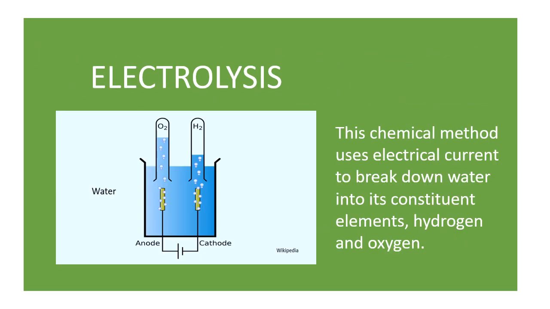An example of chemical method is by passing electrical current through a compound. This is a chemical method called electrolysis. If the terminal is placed in a beaker containing water, the electrical current will separate water into its constituent elements, hydrogen and oxygen.